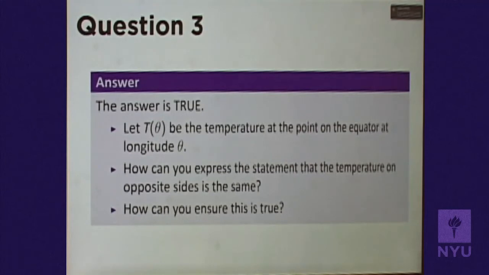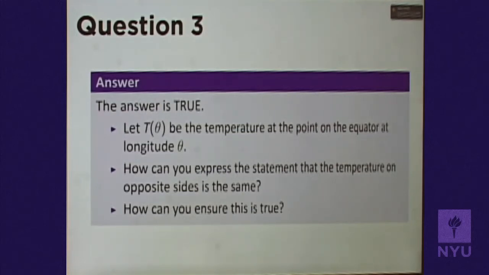So what would it mean? How can we express the statement that the temperature at 2 points on opposite sides of the Earth at the equator is the same? At one point, we would call the longitudinal coordinate theta. The coordinate of the point on the opposite side would be theta plus 180. So to say that the temperature at 2 points on opposite sides of the world on the equator is the same is to say that there's an angular coordinate theta such that T of theta, the temperature at theta, is equal to the temperature at theta plus 180.